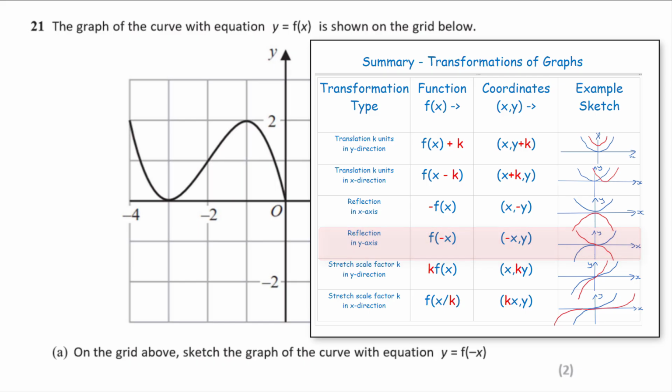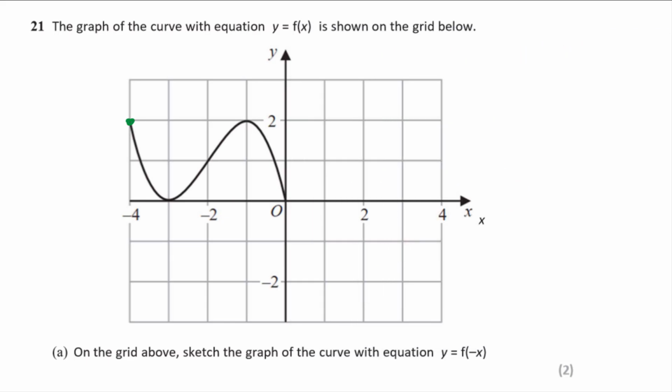So if I reflect this graph in the y-axis, let's take the discernible points on my graph, like those points there that lie on the coordinates. I'm going to take each one of those and reflect it. Now the point at minus 4, 2 is going to reflect over here to 4, 2. The point at minus 3, 0 is going to go to 3, 0. And then there's another one there I can do, that point there at minus 2, 1.